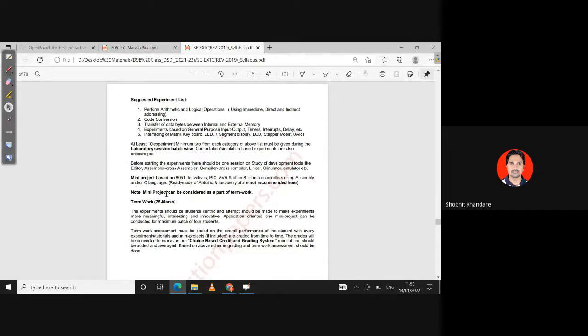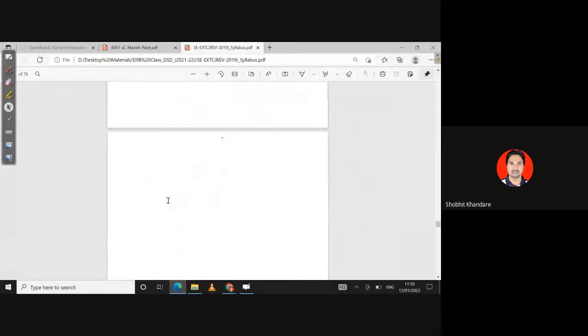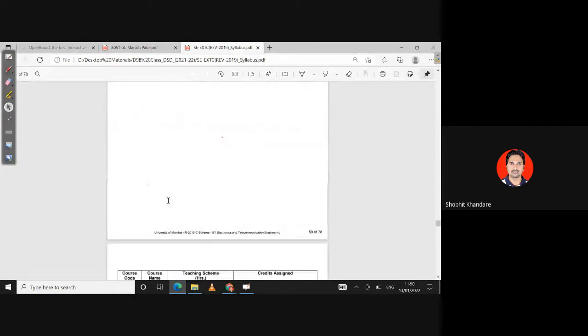The mini project can be considered as a part of term work. The term work is of 25 marks, which consists of your practical write-up, your timely submission of the write-up, and, depending upon your mini project, some marks can be given. So total term work is 25 marks. I think that is the whole understanding of the syllabus. Any questions?